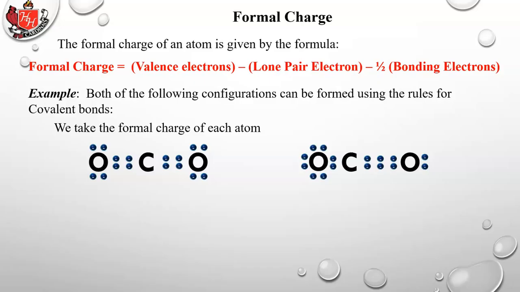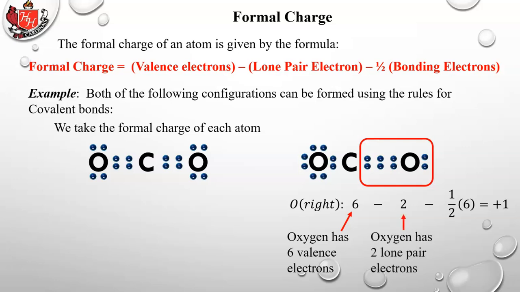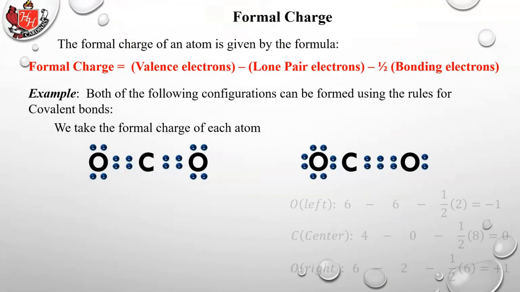Now we look at the oxygen on the right. Okay, it has 6 valence electrons in its natural state. You subtract the 2 lone pair electrons over on the right and half of the 6 bonding electrons, and you get a formal charge of +1. So 6 minus the 2 lone pair electrons minus half of the 6 bonding electrons gives you +1.